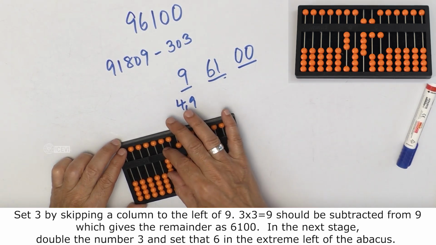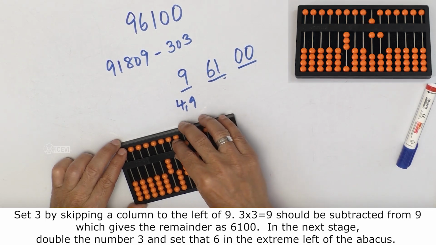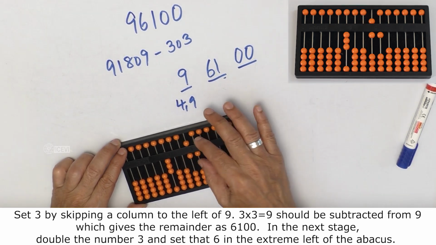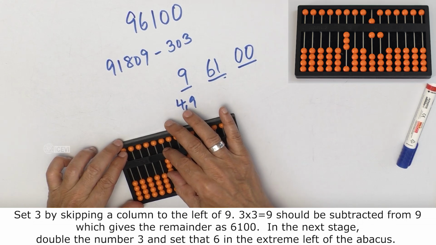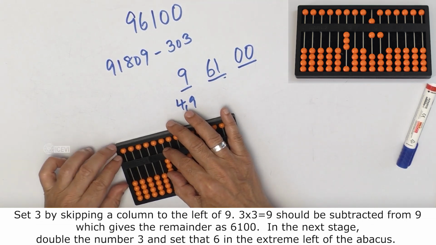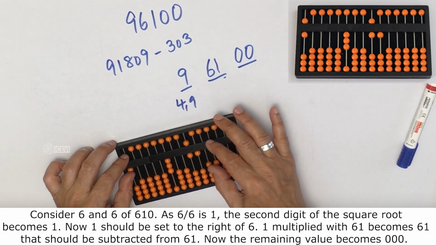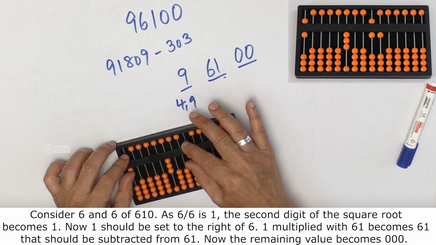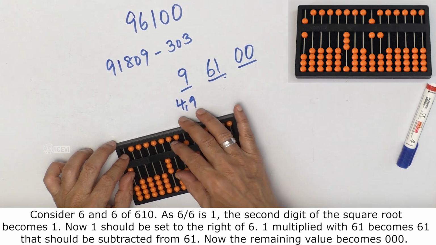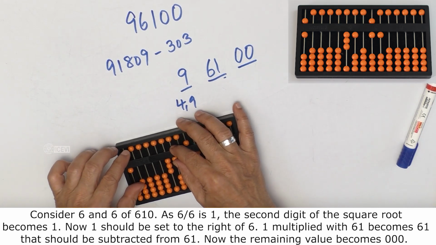Now 3 multiplied by 3 is 9. That should be subtracted from 9, which gives the remainder as 6,100. In the next stage, double the number 3 and set that in the extreme left of the abacus. Consider 6 and 6 of 610. As 6 by 6 is 1, the second digit of the square root becomes 1. Now 1 should be set to the right of 6.